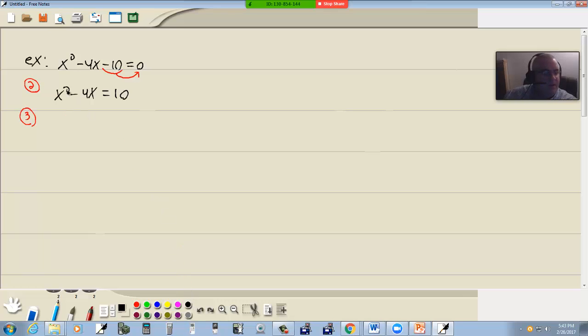Step 3, take the number before your x, which is negative 4. You multiply it times 1/2 and you square it. It's always times 1/2, it's always squared. Negative 4 times 1/2 is negative 4/2, or negative 2, squared, which gives us a positive 4. And then add that to both sides. So we're going to have x squared minus 4x plus 4 is equal to 10 plus 4, which is 14.